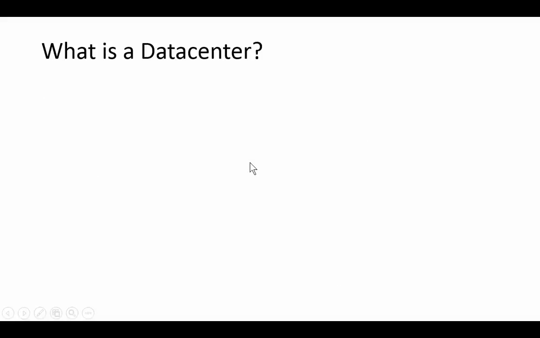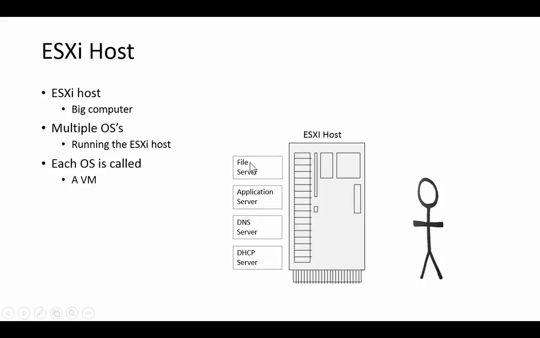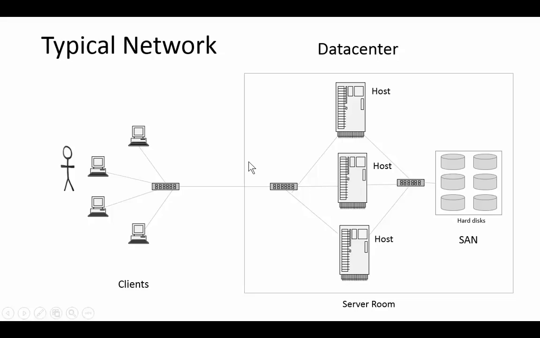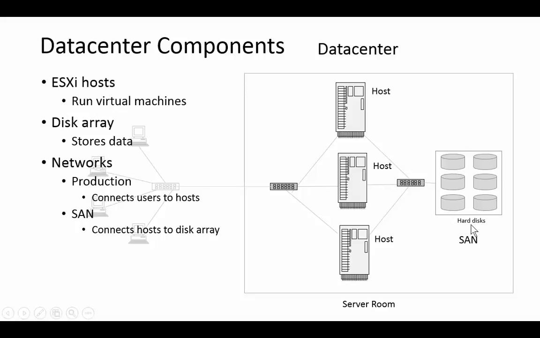Well, a data center is full of ESXi hosts. If you look at a typical network, the users stand at the workstations, which are connected to a switch. That switch is connected to another switch in the data center, which is also known as the server room. In the data center, you have multiple ESXi hosts, and they are all connected to a big disk array, and that connection is called a SAN, a storage area network.